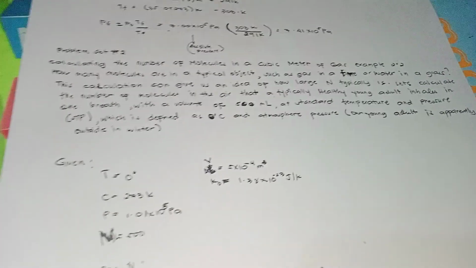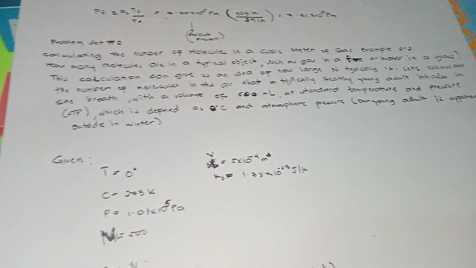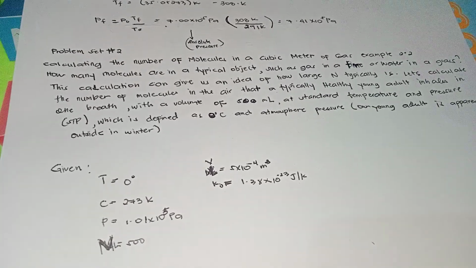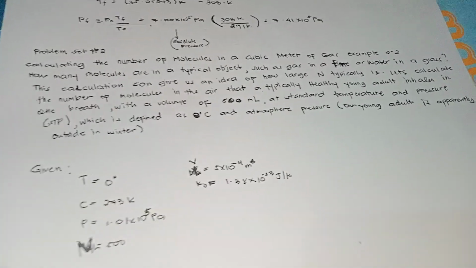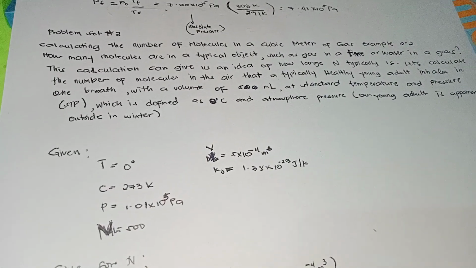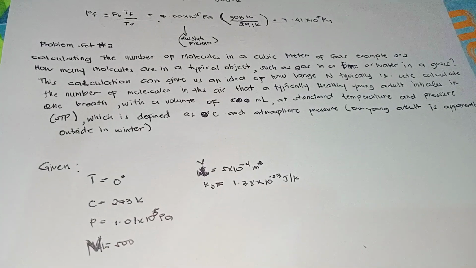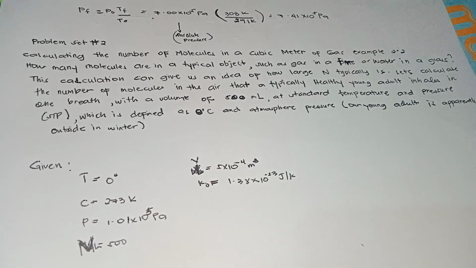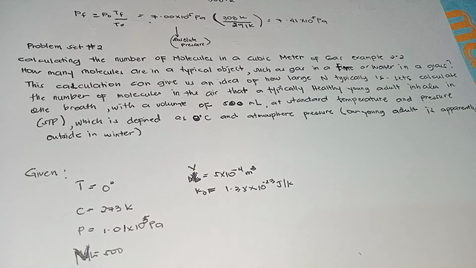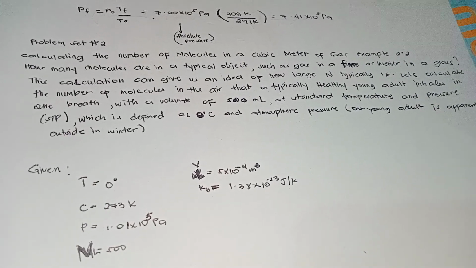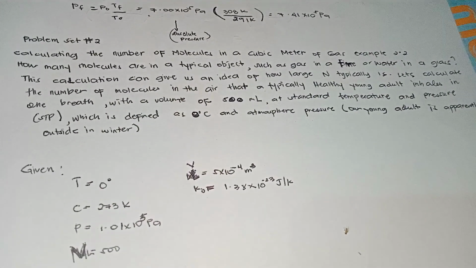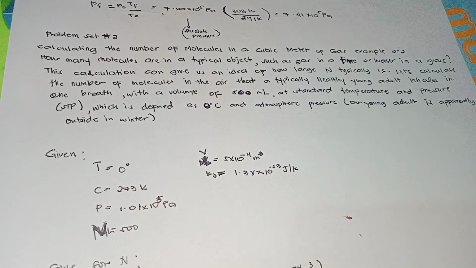And for problem set number 2, calculating the number of molecules in a cubic meter of gas, example 2.2. How many molecules are in typically some object, such as gas in a tank or water in a glass? This calculation can give us an idea of how large N typically is. Let's calculate the number of molecules in the air that a typical healthy young adult inhales in one breath, with a volume of 500 mL at standard temperature and pressure, STP, which is defined as 0 degrees Celsius and 1 atmosphere pressure.